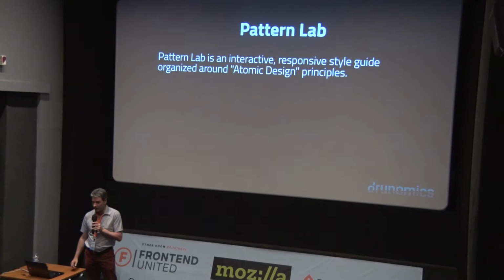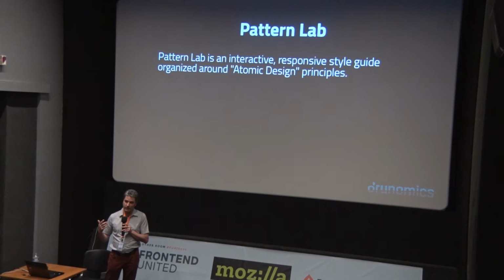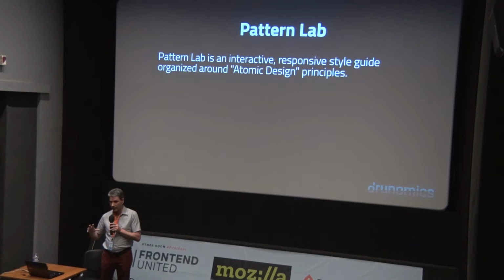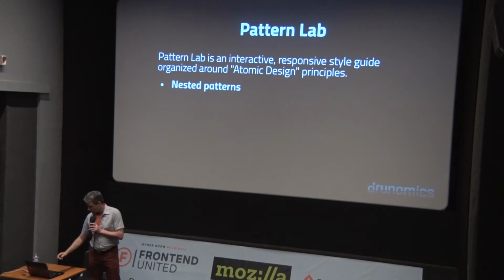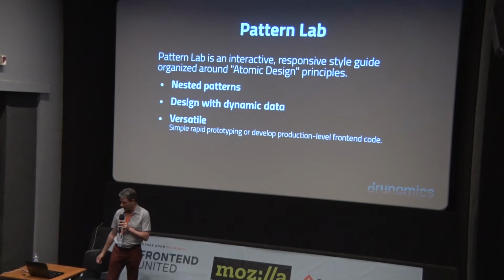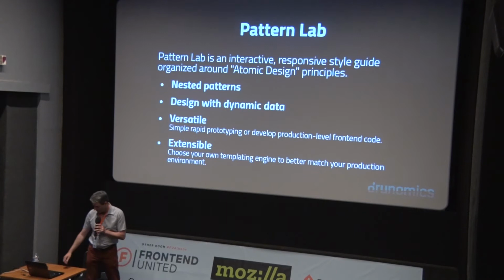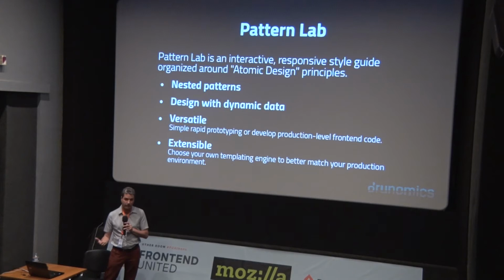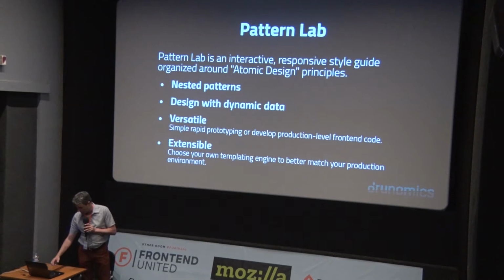Of course, we started with atomic design in our first projects, but then we thought: wouldn't it be better to differentiate between really content things and other things which are not really related to content? So in PatternLab, we have nested patterns, we can design with dynamic data, we are versatile, and it allows simple, rapid prototyping, and is even extensible. We can choose our own templating engine, so we do not rely on Twig or anything like that. We can use whatever we like, to better match the production environment.